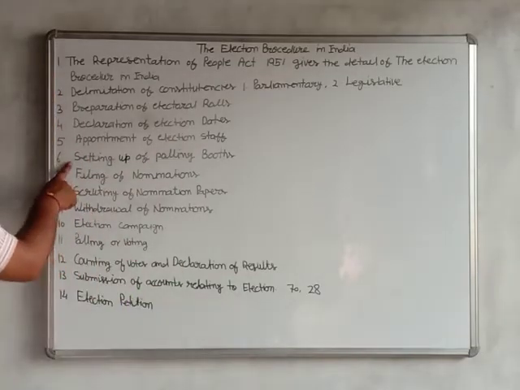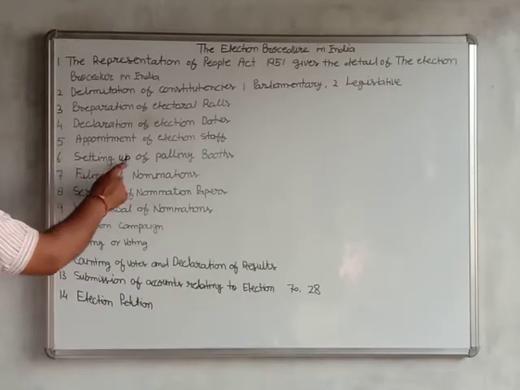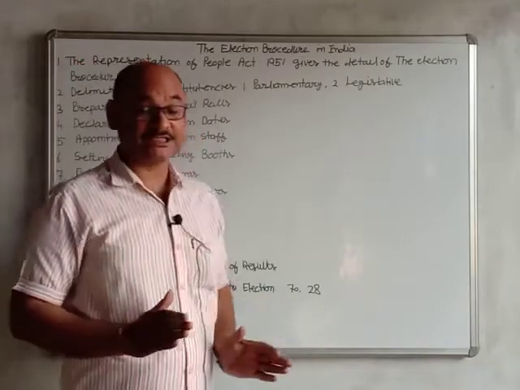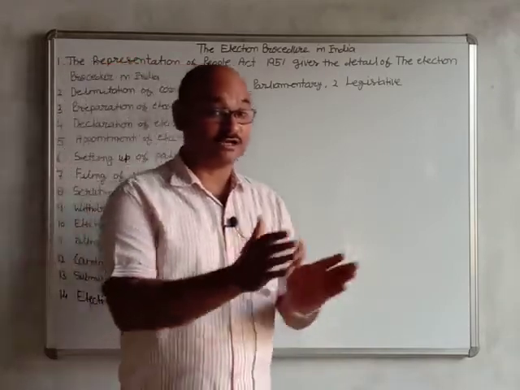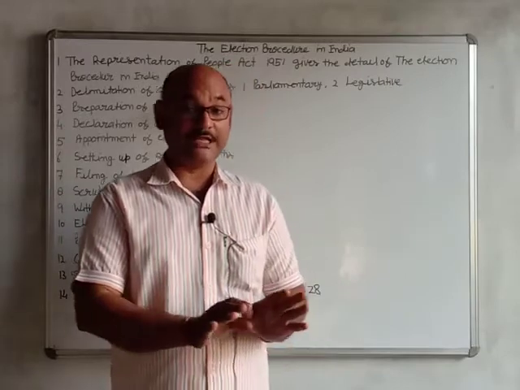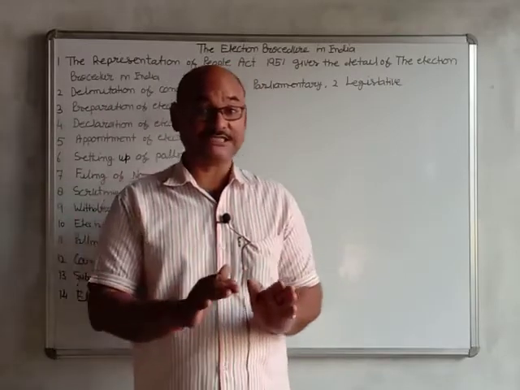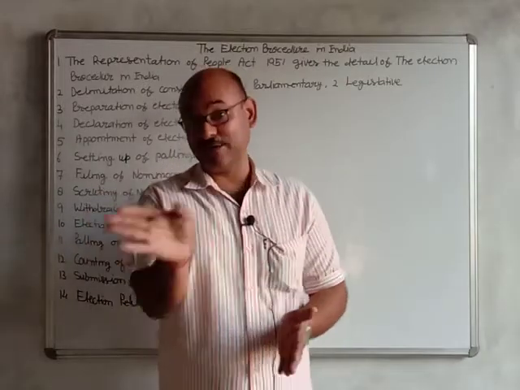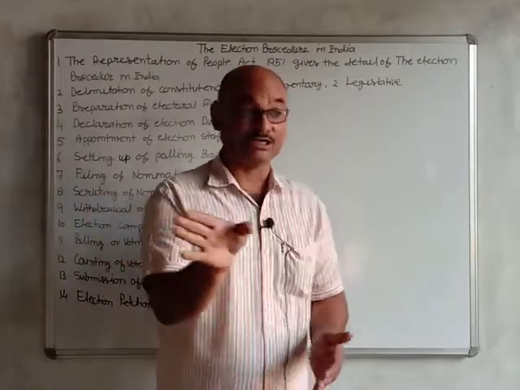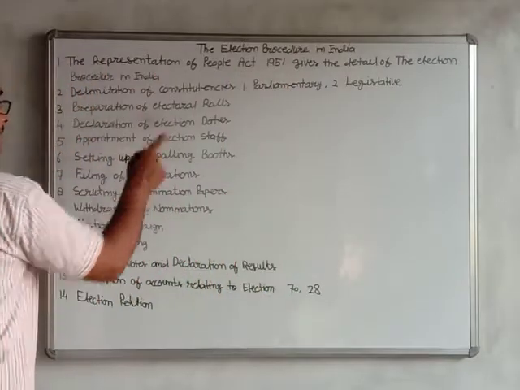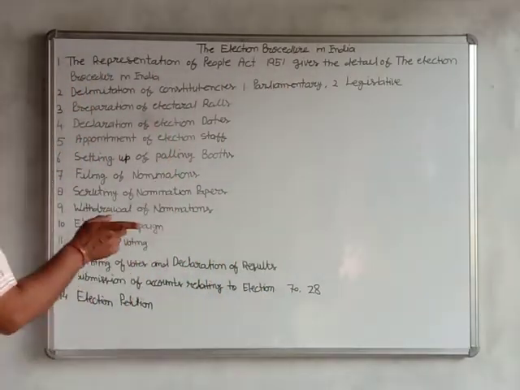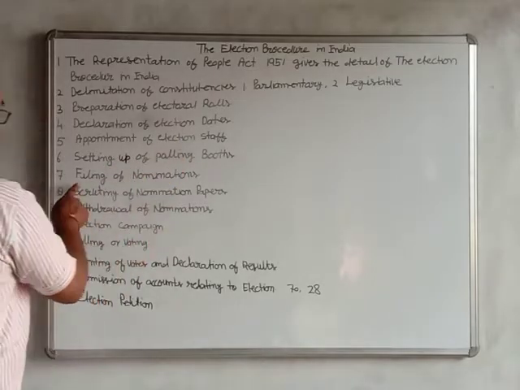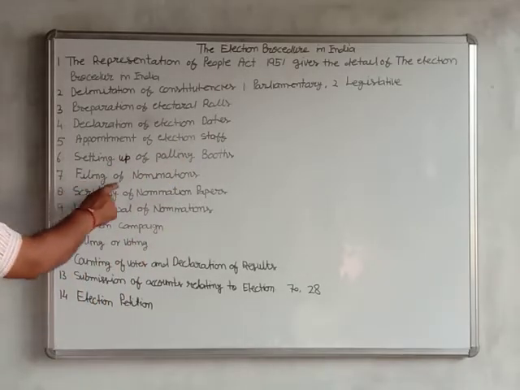And the fifth step, setting up the polling booths. Polling booths are the main place where voters will cast their vote. How many polling stations there will be is also fixed by the Election Commission under the reports of the bureaucrats and officers. So it is the fifth step and procedure of the election in India, setting up the polling booths. And the sixth step, filing the nomination.